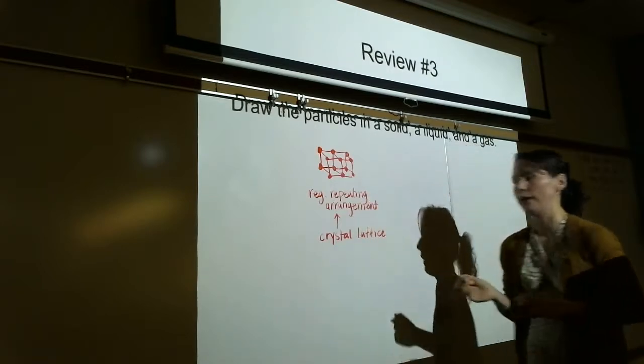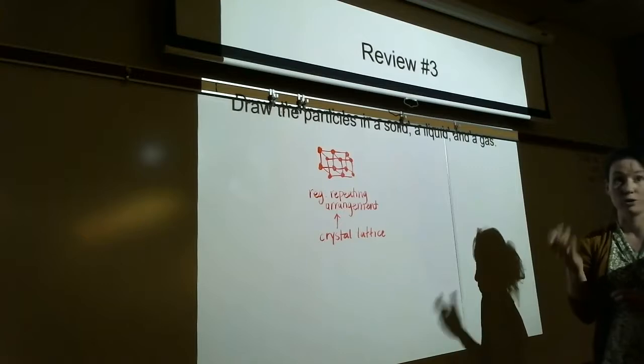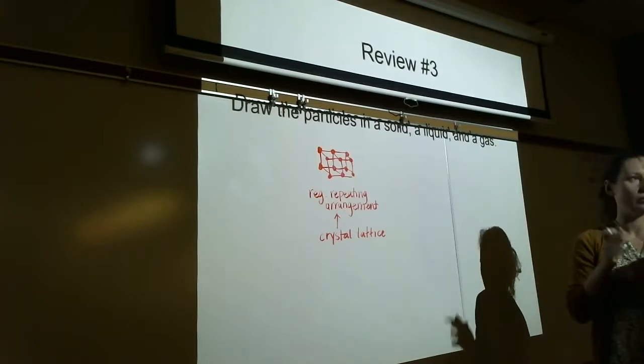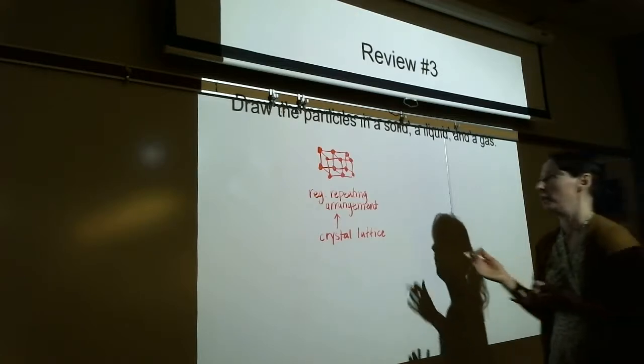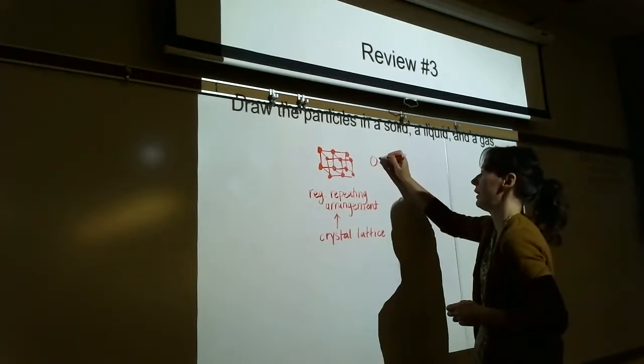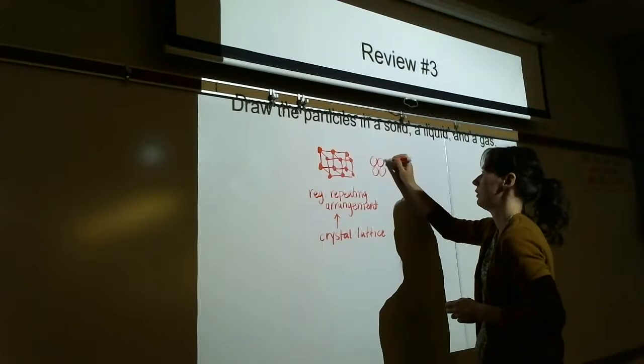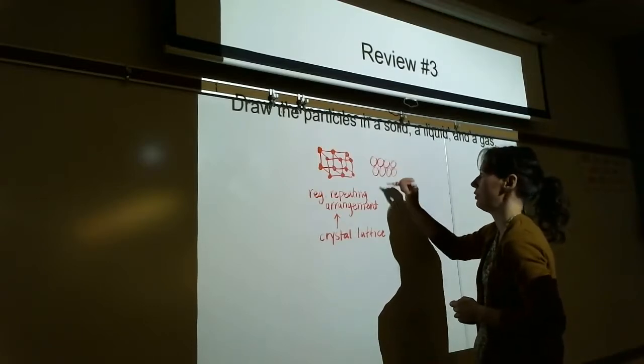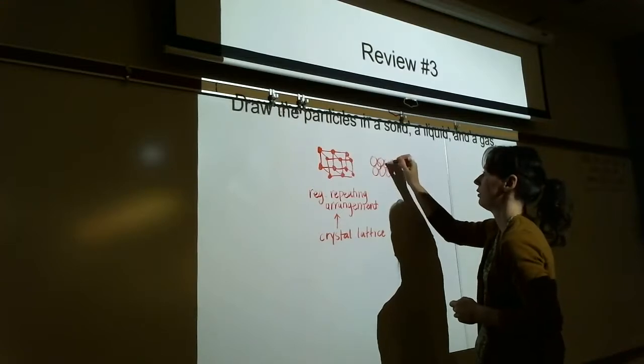Okay, that's something you only find in the solid. You're not going to have a crystal lattice in the liquid or the gas. So they're in a regular repeating arrangement, right? They're in close proximity. You also could have drawn them like this. If you wanted to draw that, that'd be acceptable too. You can draw some layers, draw a layer on top.